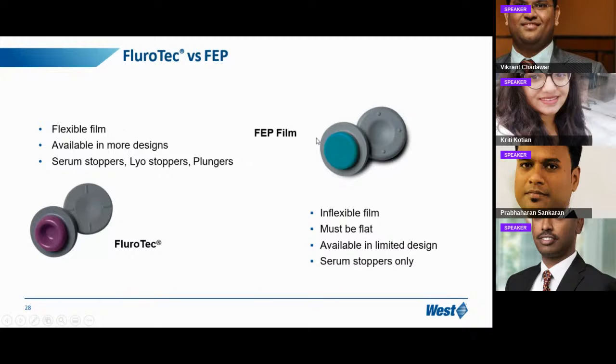In case of FEP film, because it is an inflexible film, it is only available on the flat surface. So this Teflon, or FEP, fluorinated ethylene propylene coated, you will not get in the lyo stoppers. It is only used on a flat surface because the film is inflexible. That's the reason this film is available only in serum stopper, not in lyo stopper.